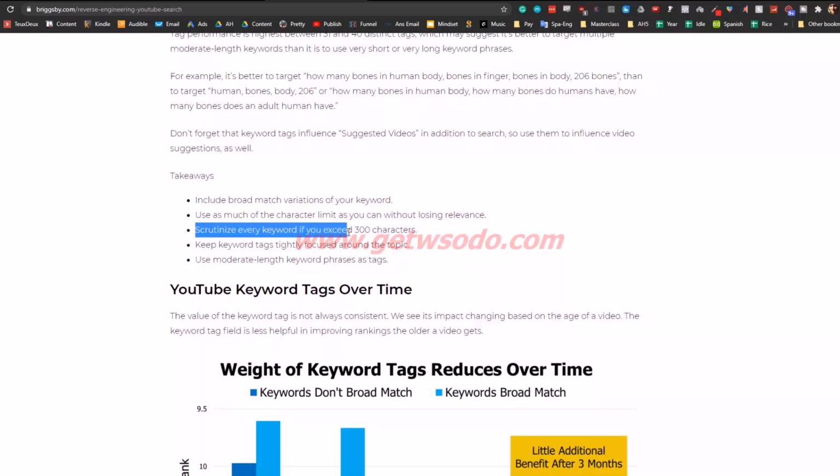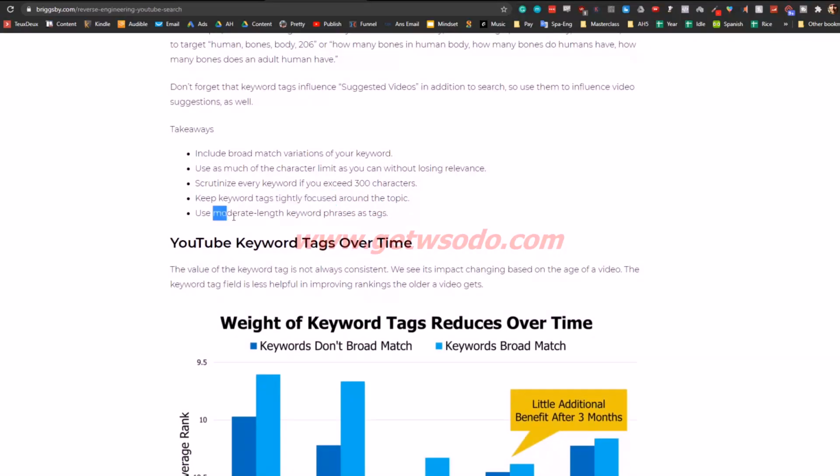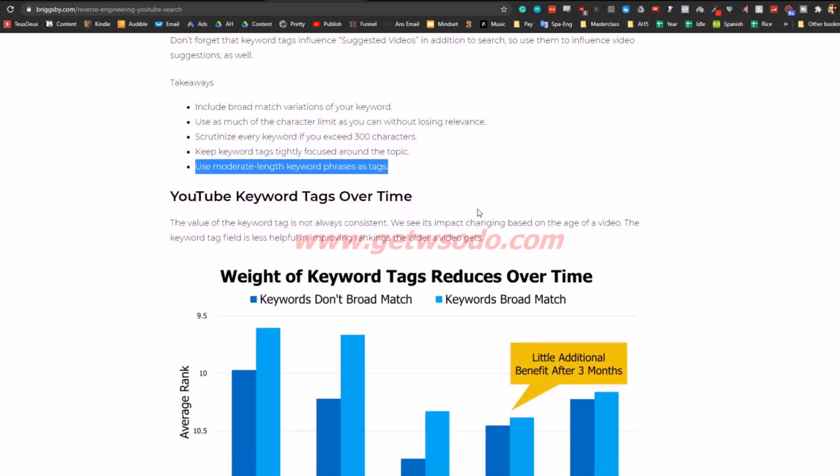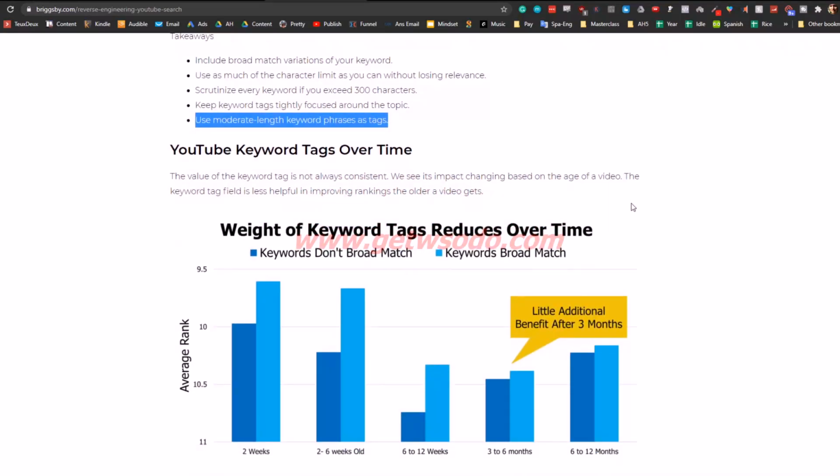Scrutinize every keyword if you exceed 300 characters. So basically just delete the characters that you don't need over 300. Keep keyword tags tightly focused around the topic. Use moderate length keyword phrases as tags. So obviously, make money on YouTube without making videos is a really long keyword phrase, but I would say it's a moderate length keyword because that's just the nature of the keyword. So you can always have that.